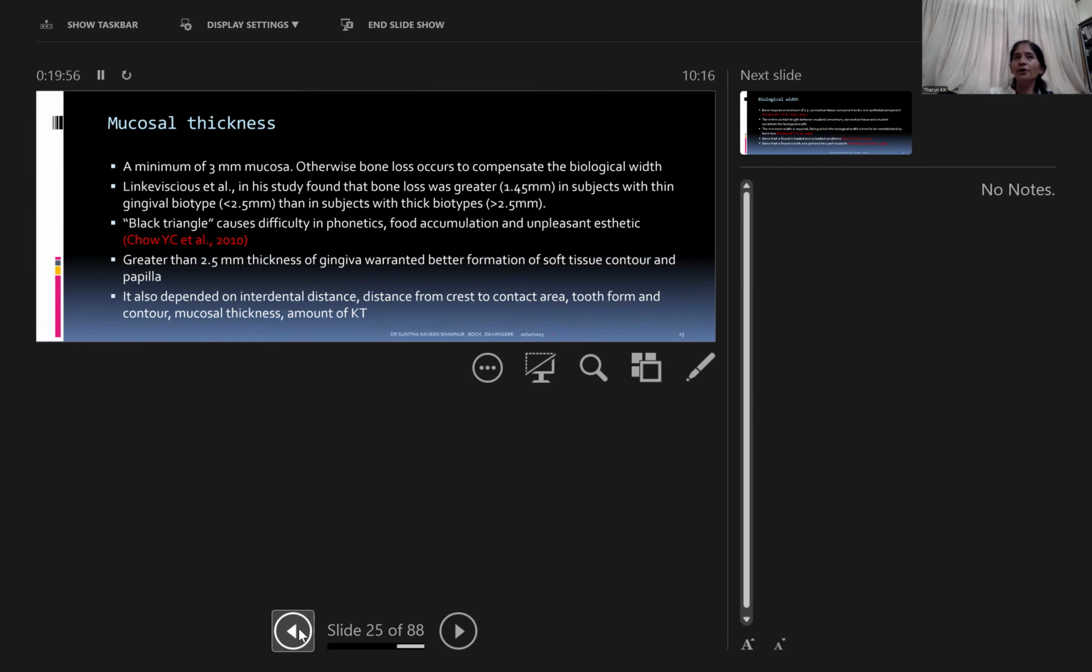Mucosal thickness. How do you assess the mucosal thickness? Best is by using your tissue mapping procedures. Greater than 3.5 mm is always mandatory. And if there is less than that, a black triangle, which is seen in the anterior restoration, is quite difficult to treat. So please assess the biotype and always augment it with soft tissue procedures, and then follow it up with your interim restorations to get papilla coverage.